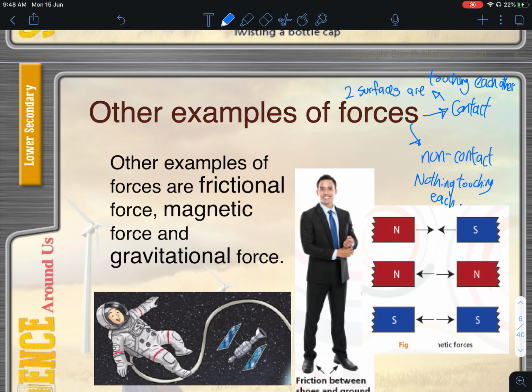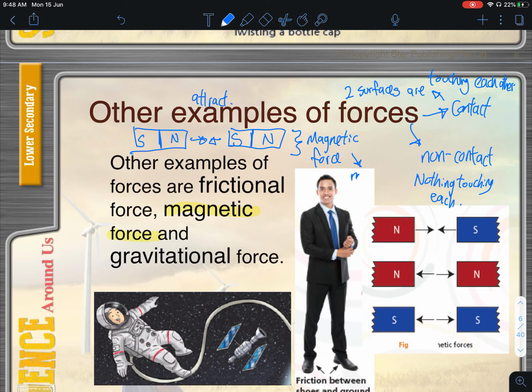In other words, what are some examples of force that doesn't involve touching each other? Magnetic force is one example, where you have two magnets. Let's say you have a north pole and a south pole here, and another one over here. If they are unlike poles, they tend to be attracted to each other, and that is an example of a magnetic force. Okay, so you can see that they are never in contact with each other, they are not touching each other. So this magnetic force is what we call non-contact force.